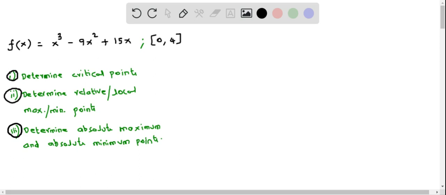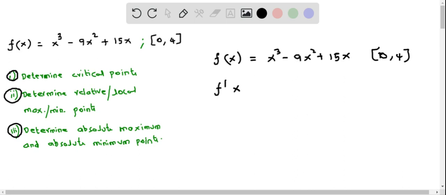So let's do the first step, that is determining the critical points. For this, we have to find f prime of x. First, let me copy the function, that is f of x equals x cubed minus 9x squared plus 15x, and this is within the interval [0, 4]. So I'm going to find the derivative on both sides. The derivative of f of x is f prime of x, and this equals, we have to find the derivative of each term by applying the power rule of differentiation.